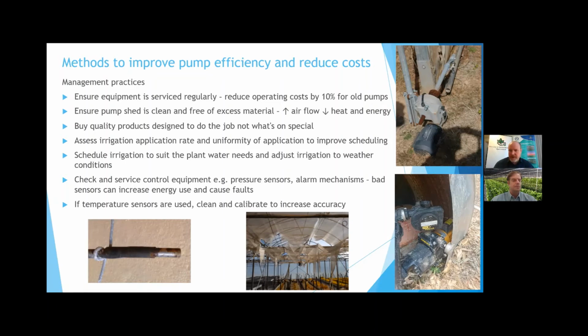If you can buy the best quality, or you can buy the best that you can afford, it will help to reduce your operating costs, and it also helps to extend the life of the system.